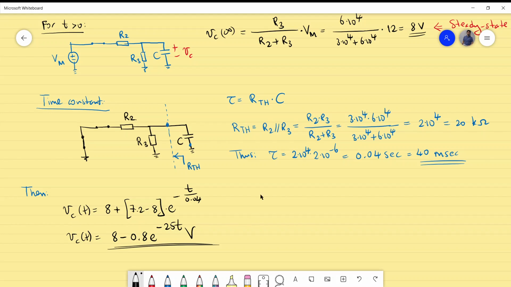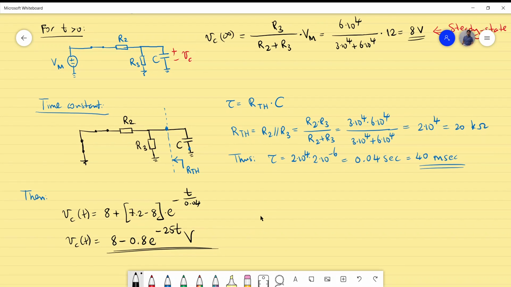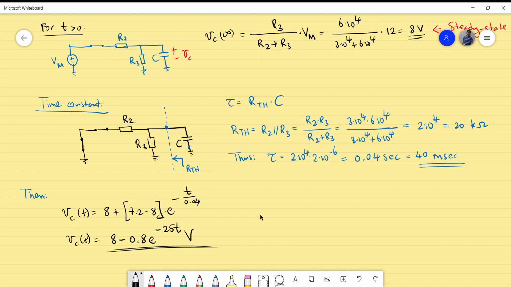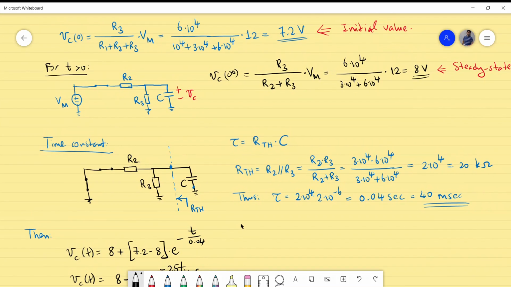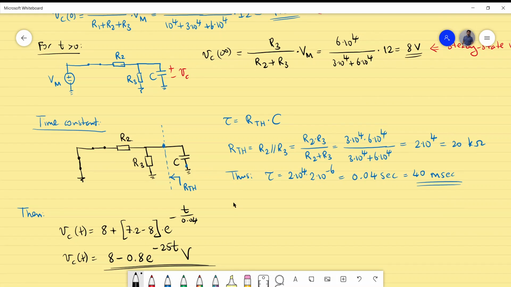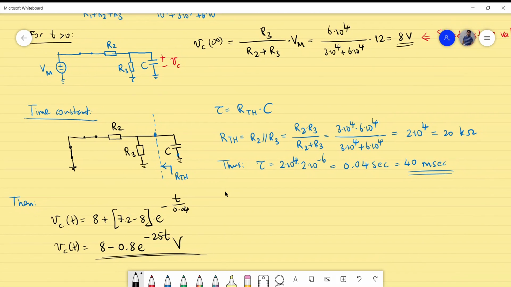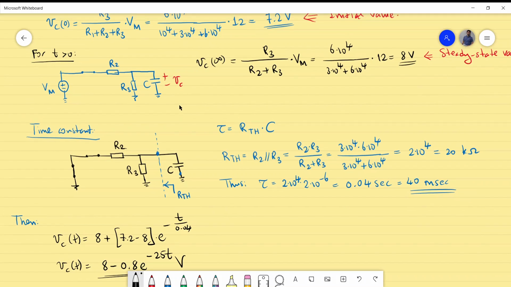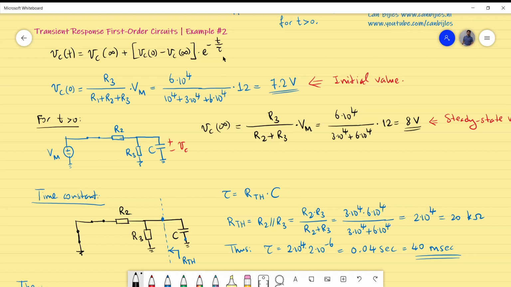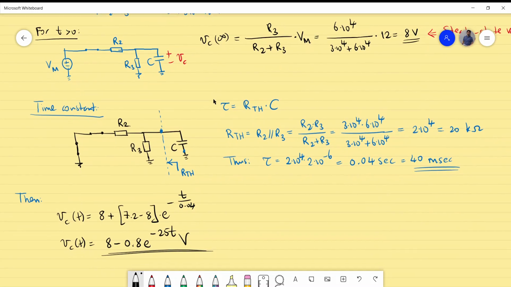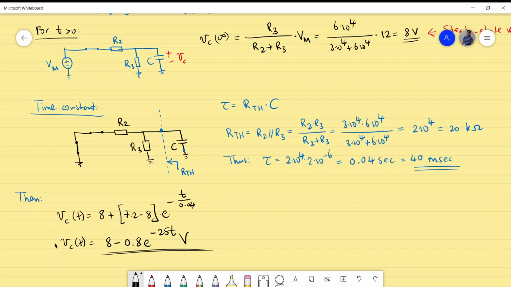Now that's the whole story about determining the voltage across a capacitor in a switching circuit. This is a switching circuit. And we'll look at three parameters again: the initial value of the capacitor, the final value of the capacitor, the steady state value, and the time constant. And then we'll fill in the general formula to determine the expression. And that's actually the expression for the capacitor voltage. This was a second example.